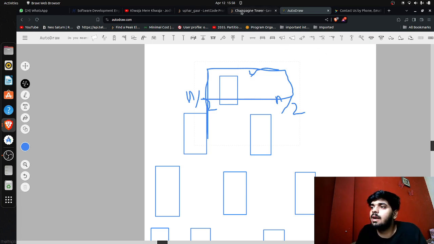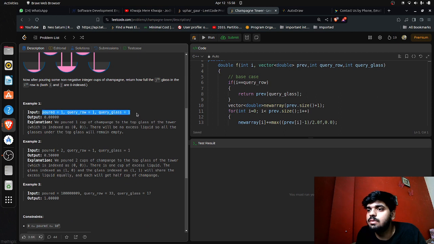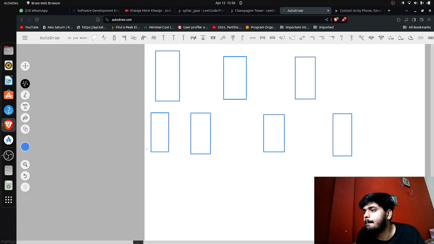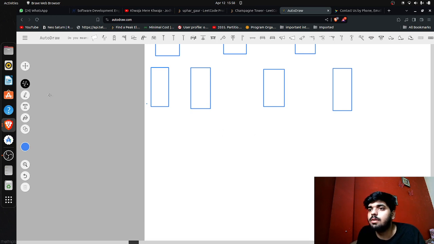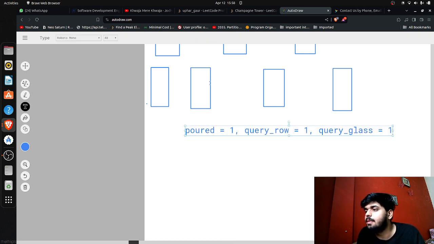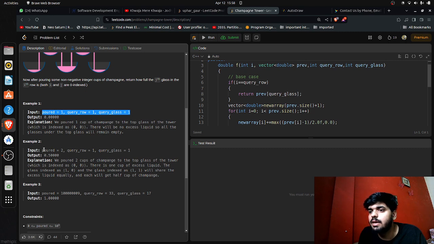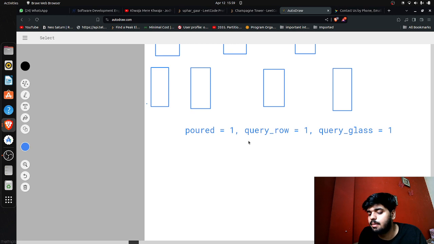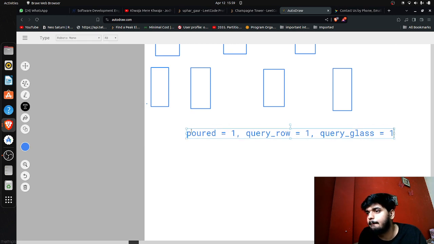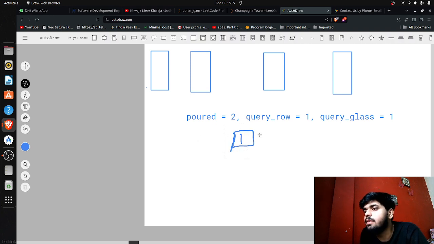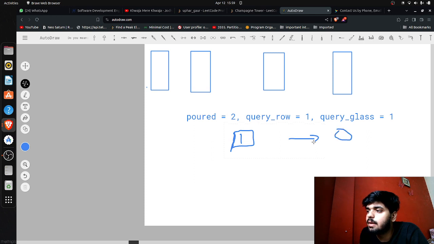So over here, if I take the first test case, this poured is 0. It won't be good, so I'll change the question. Okay, let's take this. Now over here we can see that poured is 2. So in the first element we'll store an array with 1, because 1 unit of fluid is used over here. Now this is the 0th index. Then we go to 1.